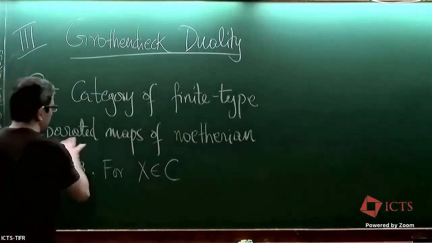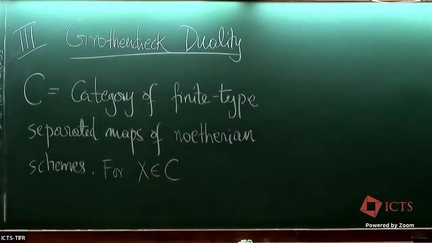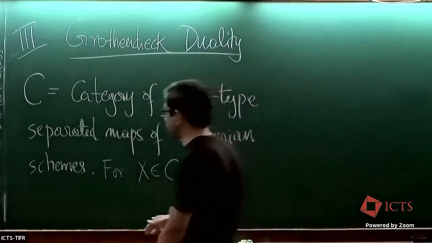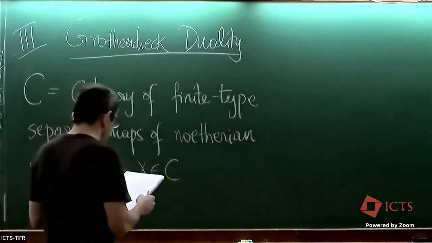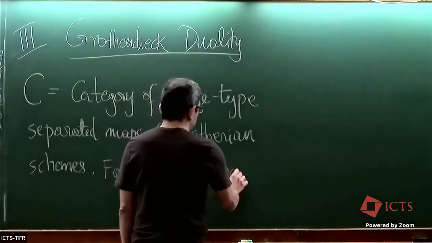And separated is a sort of Hausdorff kind of condition. One says that the diagonal has a closed image. If the diagonal of the map has a closed image, then it's called separated. This is just a technical condition to ensure some things don't go wrong. And for X in C, we have an equivalence.